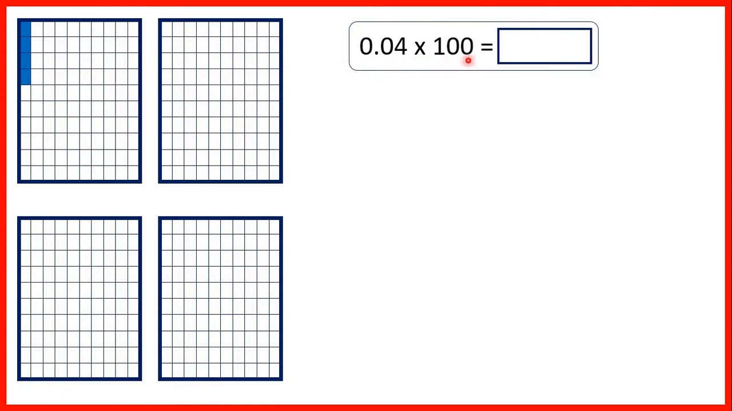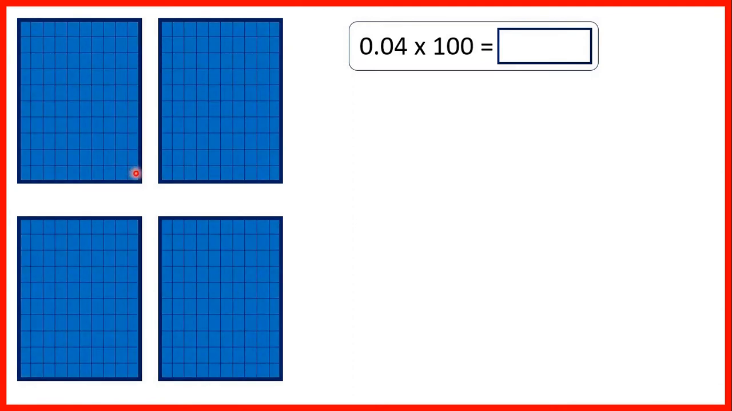So let's have another look at this question, 0.04 times 100. Now we know that the second digit after the decimal point is the hundredths digit, so to show 0.04, we can show 4 parts out of 100 on this rectangle. But when we multiply by 100, what we're really doing is making the number 100 times bigger. So if we split up these 4 hundredths and make each one 100 times bigger, you can see that we now have 4 whole rectangles coloured in, and that's why our answer is 4.